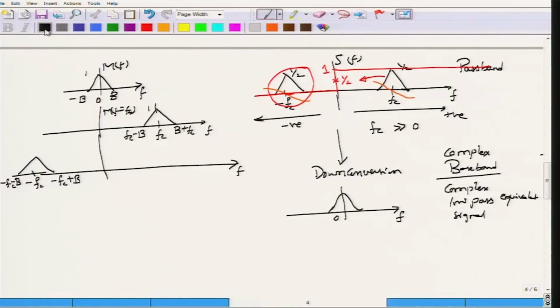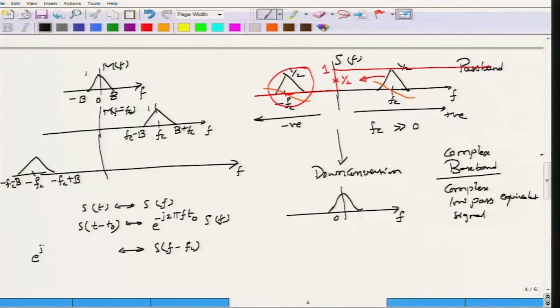Here is where a couple of Fourier transform properties would help. If you take s of t, which has a Fourier transform S of f, and you shift it by a factor t0 to the right or to the left, depending on whether t0 is positive or negative, this would be equivalent to multiplying this Fourier transform by the phase factor e to the power minus j 2 pi f t0 into S of f. Similarly, if I start with s of t, which has a Fourier transform S of f, and then I consider S of f minus fc, this would be equivalent to multiplying s of t by e to the power j 2 pi fc t.